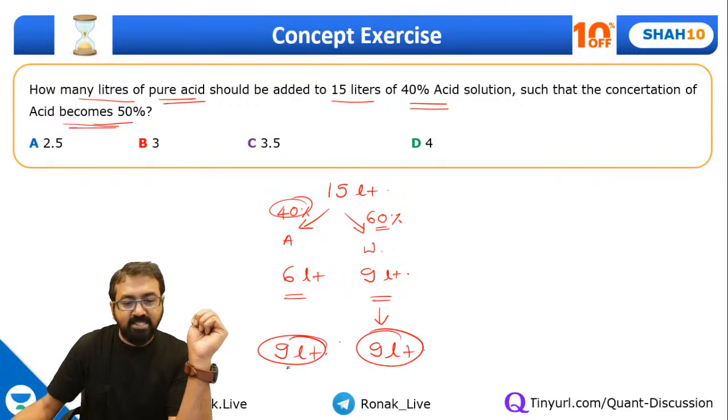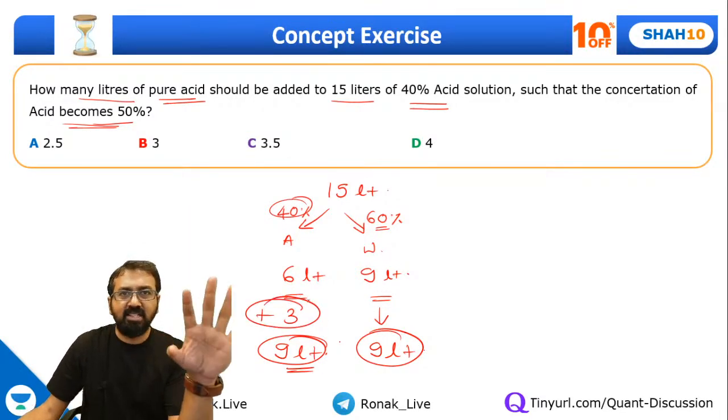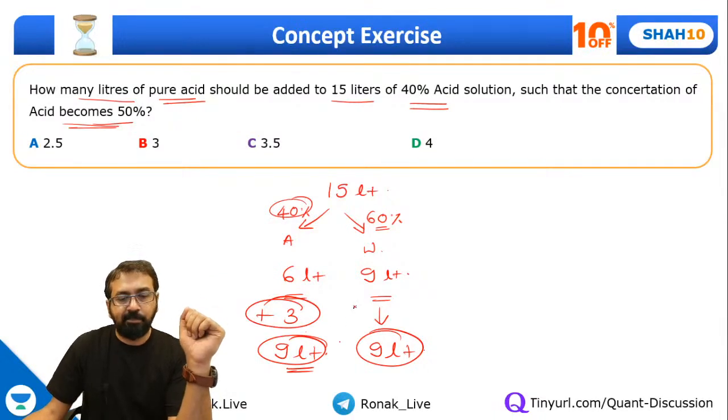Only then you can say acid is 50% of total. So we need to add 3 liters. Very simple, isn't it? We just need to add 3 liters. Okay, so this is how you can solve.